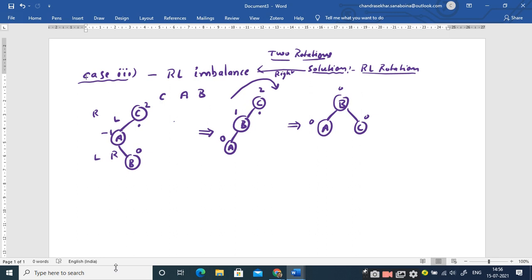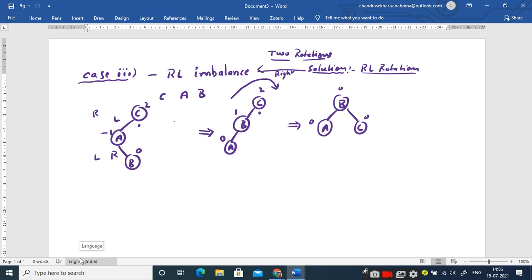I'm sorry. So somebody is asking a doubt. What is that one? No, this is not LR rotation. Don't get confused. That is what I am saying. So you should be very clear about the imbalances and the rotations.